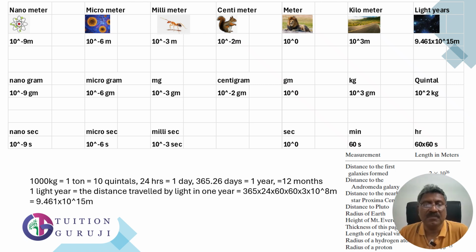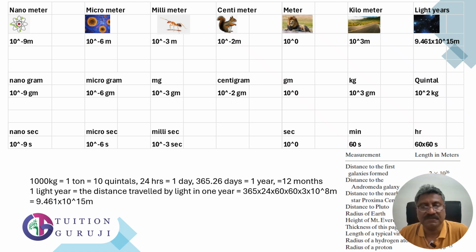But suppose we want to measure the size of a cell. If you want to measure the size of a cell, then we have to use micrometer, that is 1 millionth of a meter. And if you want to measure the size of a hydrogen atom, we will be using nanometer, that is 10 raised to minus 9 meter.